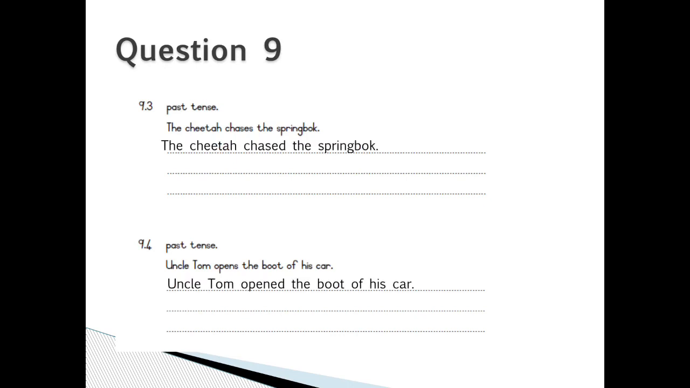Question 9.3 past tense. The cheetah chases the springbok. Answer. The cheetah chased the springbok. Question 9.4 past tense. Uncle Tom opens the boot of his car. Answer. Uncle Tom opened the boot of his car.